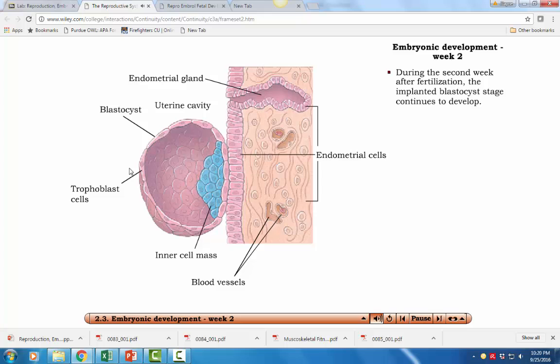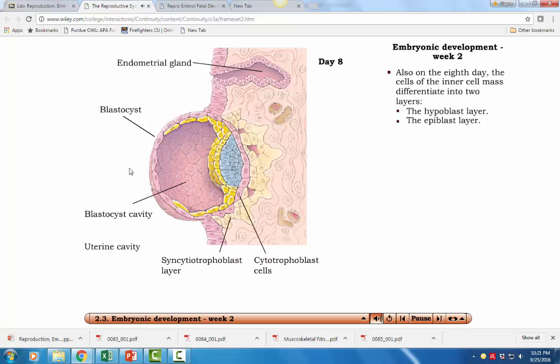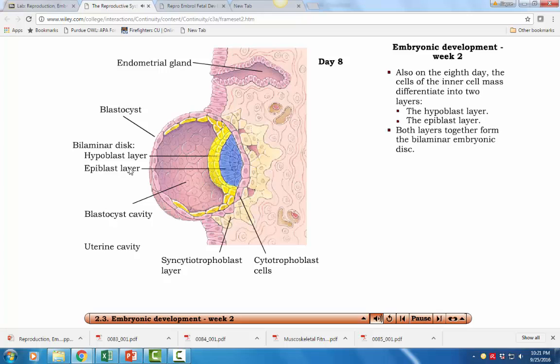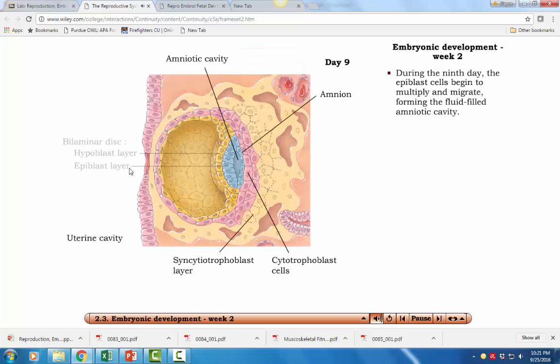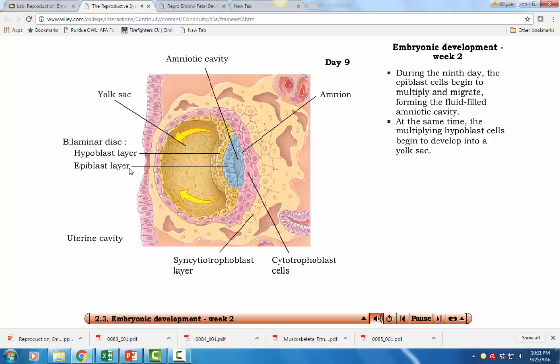During the 2nd week after fertilization, the implanted blastocysts differentiate into 2 layers. Together, the hypoblast and epiblast layers form the flat bilaminar embryonic disc. During the 9th day, the epiblast cells multiply and migrate, forming the fluid-filled amniotic cavity. At the same time, the multiplying hypoblast cells begin to develop into a yolk sac. As a result, the bilaminar embryonic disc is positioned between the amnion and yolk sac.